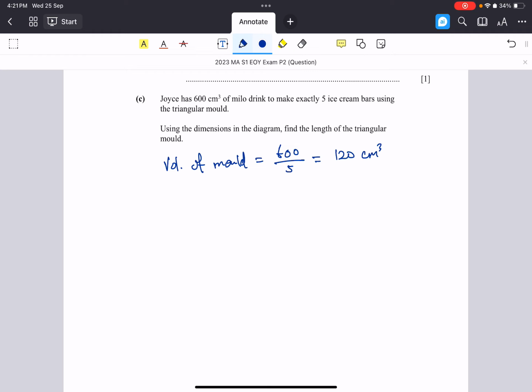So now using the formula, we know that the length will be equal to the volume divided by the area of the cross-section, which is the area of the triangle. We already know that is half times base times height. So that works out to be 10 centimeter. There we go, that's the length of the mold.